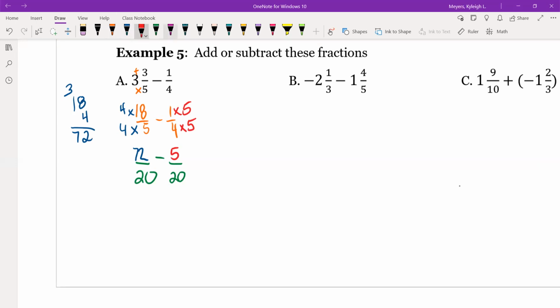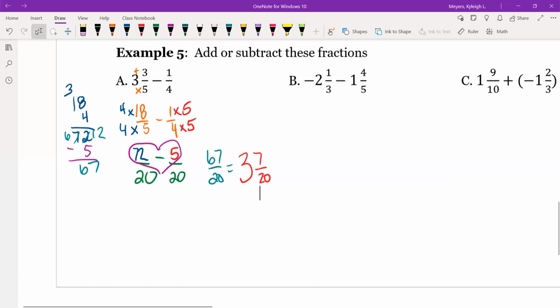Now we have common denominators. So then we just subtract our numerators. So what is 72 minus 5? It'd be 67 over 20. How many times does 20 go into 67? Well, 20, 40, 60, 80. So it goes 3 times with 7 left over.